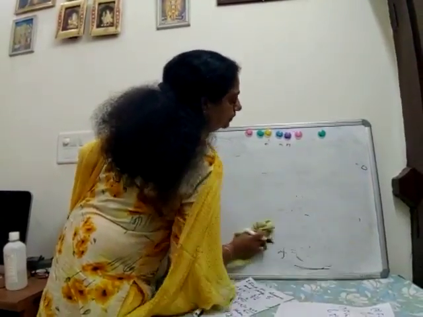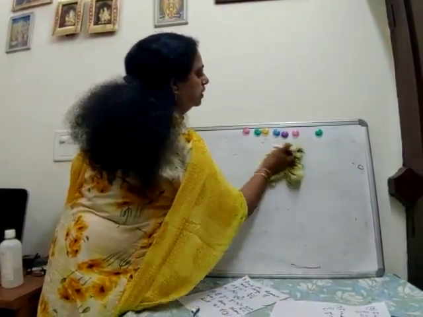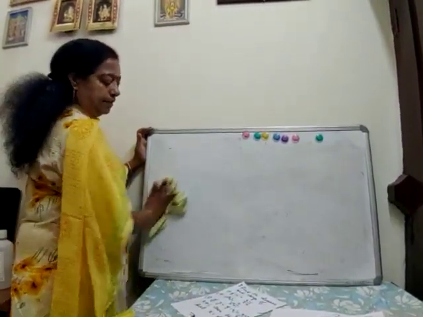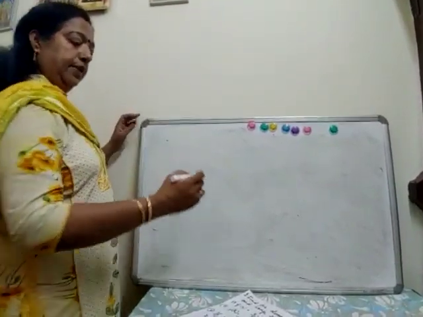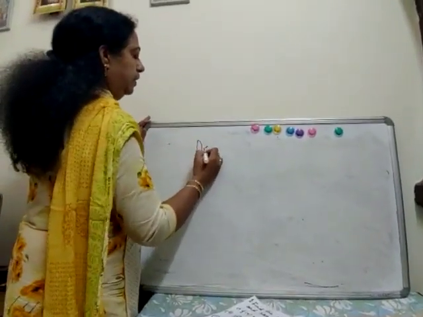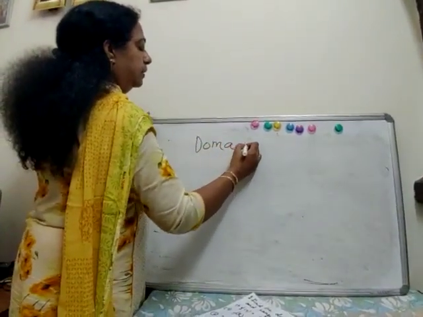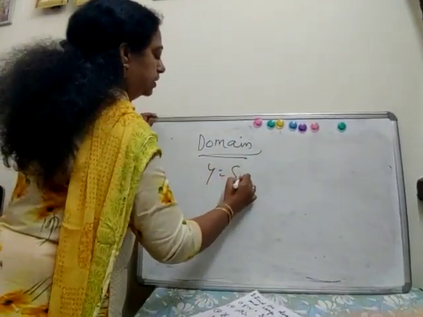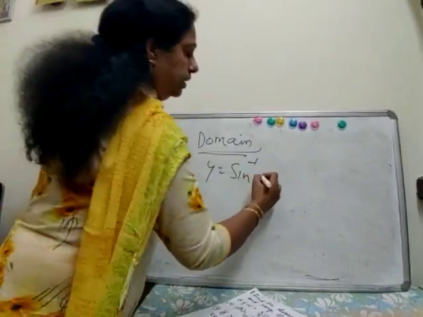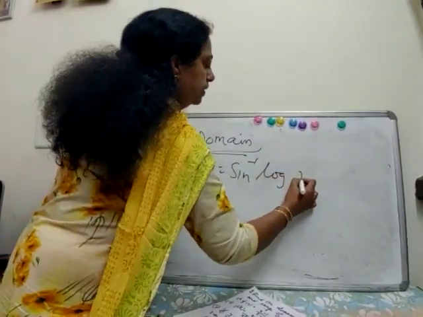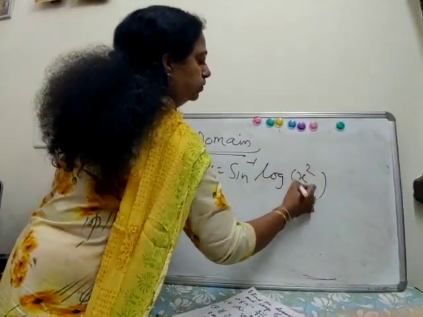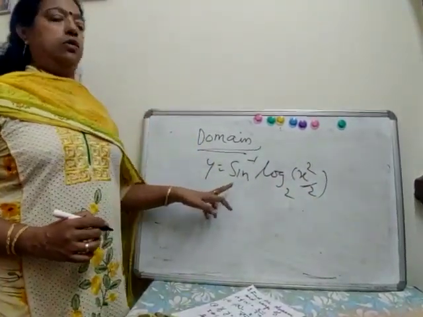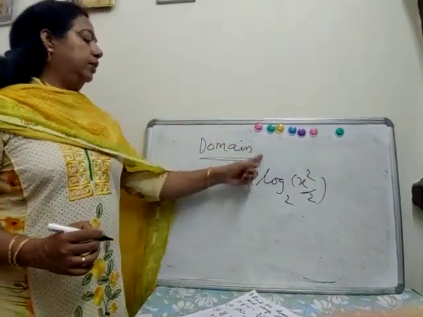Now another function. Some I am giving as assignment, some I am doing here. So for another function we have to find the domain. We have to find the domain of y equal to sine inverse of log of x squared by 2 to the base 2. y equal to sine inverse of log. We have to find the domain.